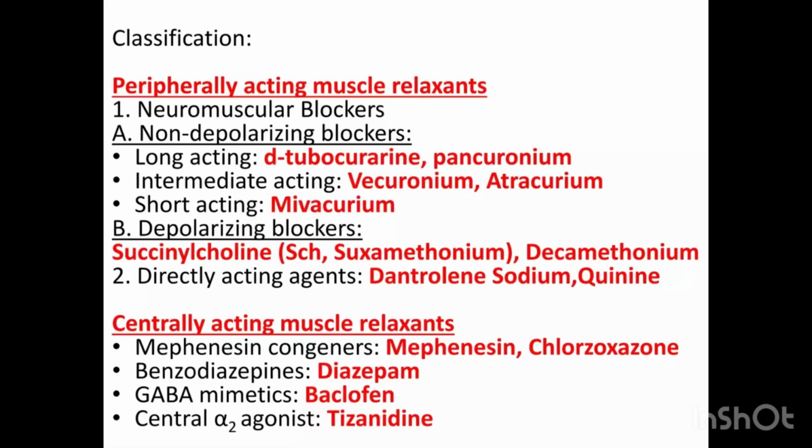But the peripheral acting, what happens? They act directly at the neuromuscular junction, acting as a blocker. So they block the neuromuscular transmission, or they can act within the skeletal muscle fiber. Don't forget, their primary purpose is to produce muscle relaxation, paralysis, without altering consciousness. So they don't want to alter consciousness, they just want to produce muscle relaxation.